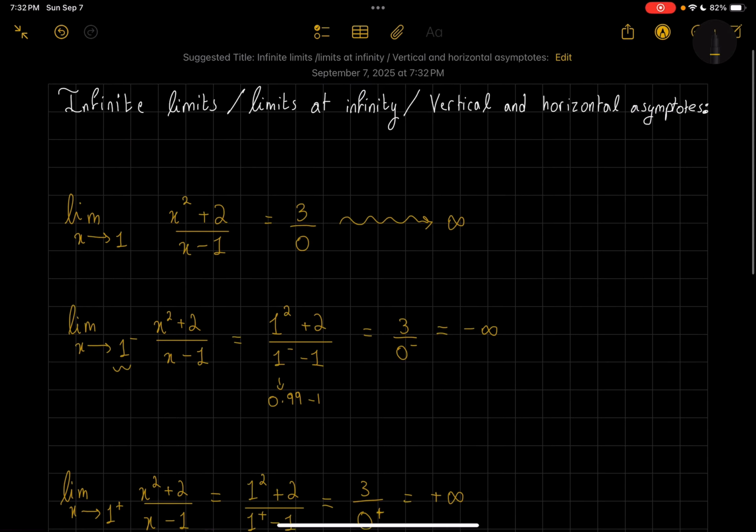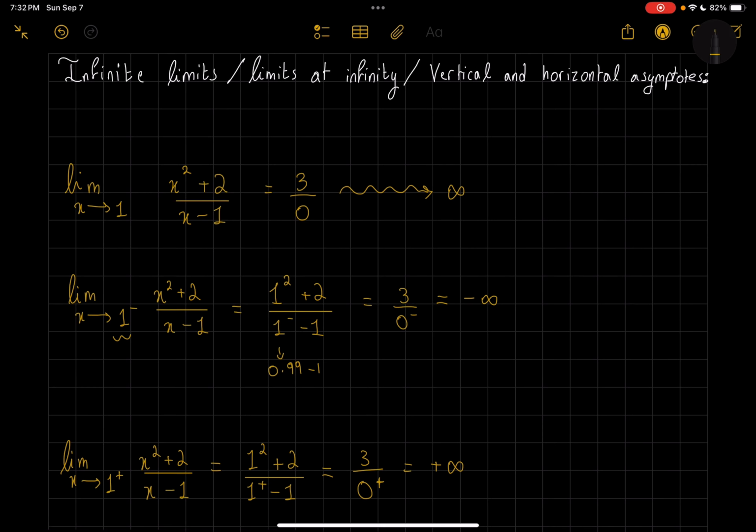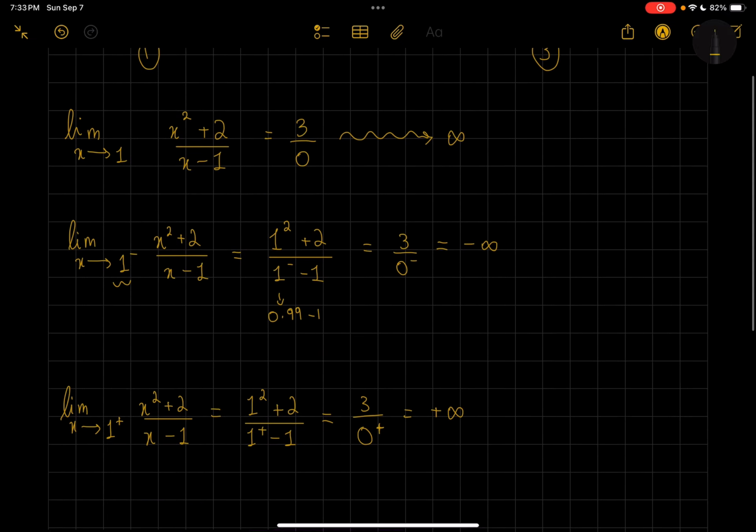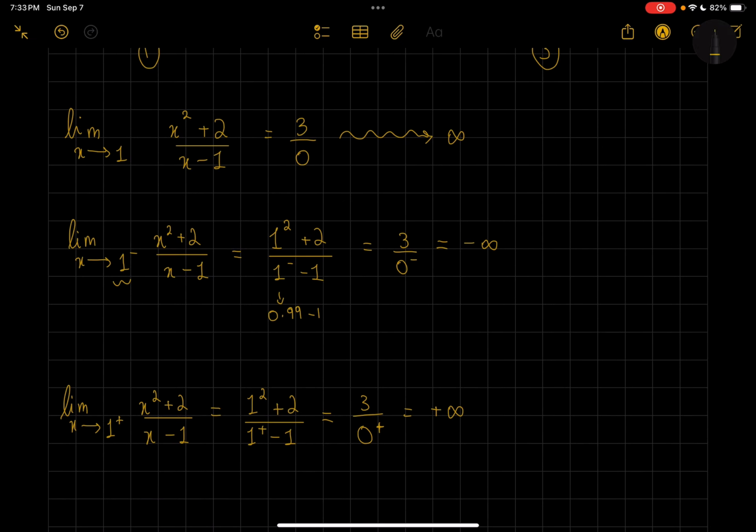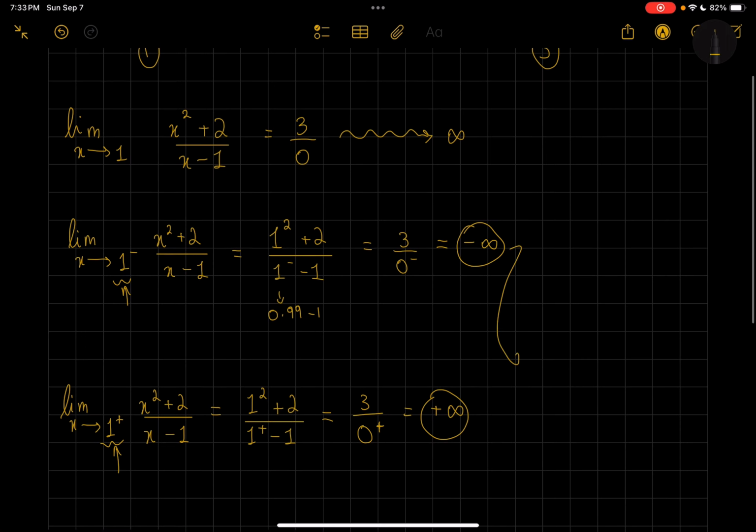Now, we're going to connect the infinite limits with the vertical and horizontal asymptotes. And we're going to say a rule that from now on we're going to use. Every single time x is going to a value, to a number, okay, and it's giving me infinity, this results with x equals to 1 is a vertical asymptote.